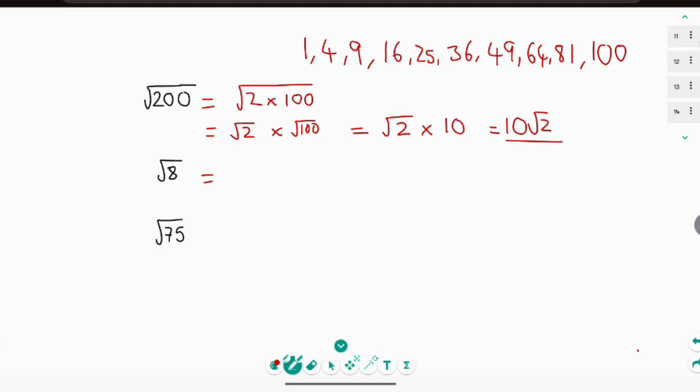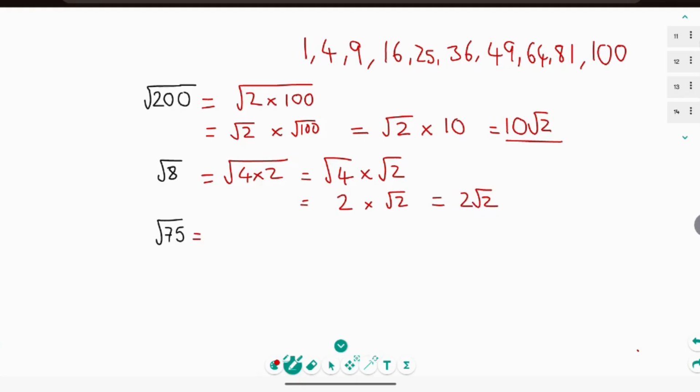I'll do these 2 examples for you because this is quite difficult to get your head around, and then you can have a look at a couple of questions yourself. So the highest common factor of 8 that is a square number is 4. So I can write root 8 as root 4 times 2. I can split it into root 4 times root 2. Root 4 is 2. Root 2 simplifies to 2 root 2.